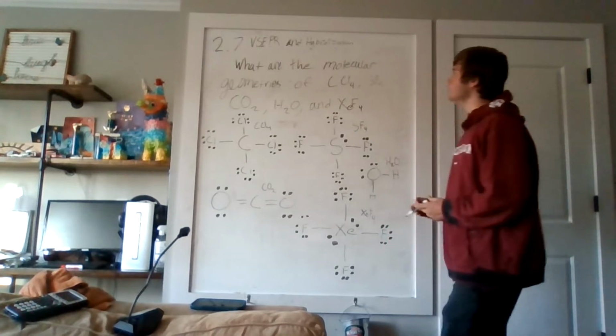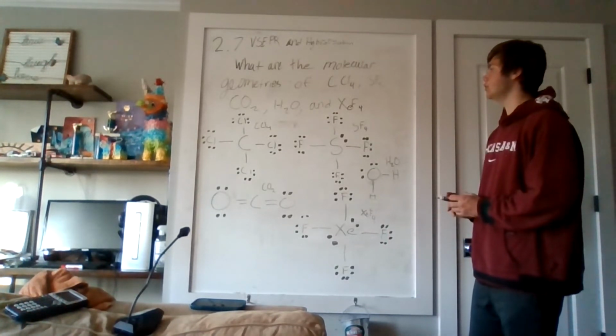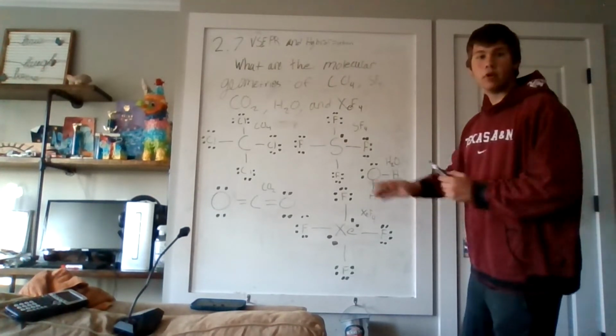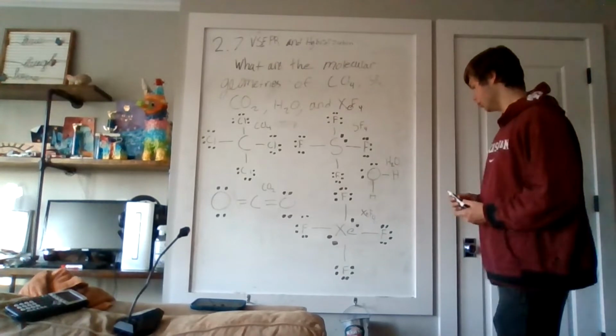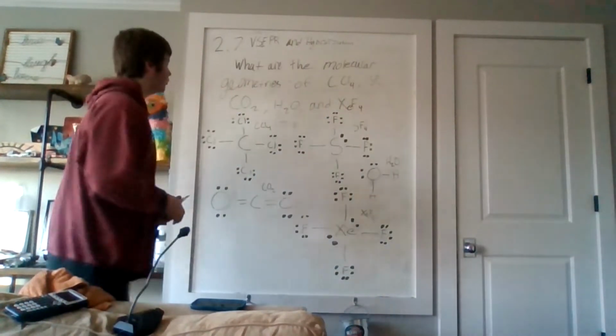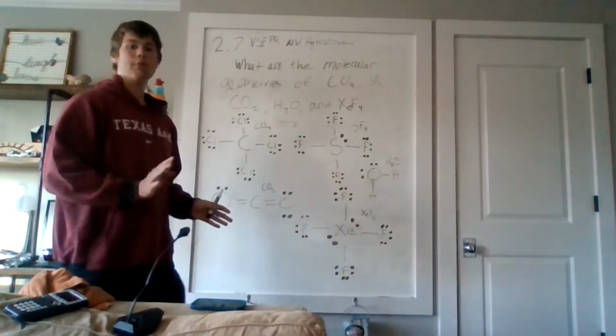So what are the molecular geometries of CCl4, SF4, CO2, H2O, and XeF4? I've already got the Lewis dot structures on the board, so we can just get right to the molecular geometries. CCl4 has 4 domains, and none of them are lone pairs.